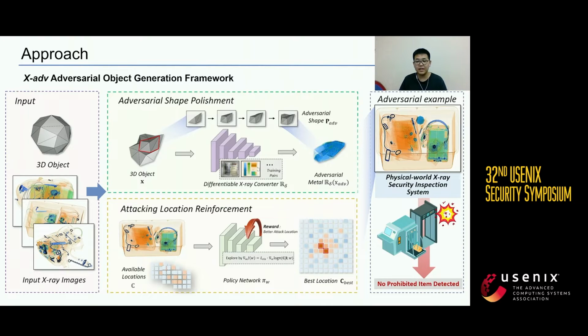As for the complex overlap, we propose attacking location reinforcement to find the locations that achieve strong attack ability even when occluded by other objects, and ensure that the placed adversarial objects do not overlap with the prohibited item. In summary, our X-Adv can generate adversarial objects by jointly optimizing the shapes and locations for X-ray attacks.